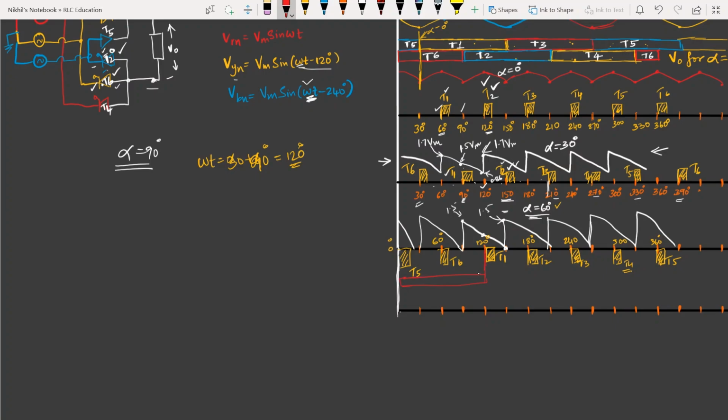So T5 will be on up to 120 degrees. At 60 degrees T6 has been triggered. If T6 is triggered at 60 degrees, it means up to the next 120 degrees, that is up to 180 degrees, that is up to here, who will be on? T6 will be on compulsorily.